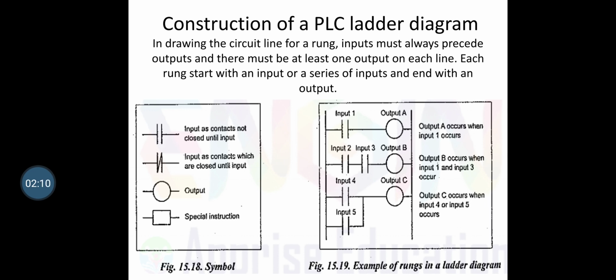Every rung has an output. There can be a number of inputs, but only one output. It shows three rungs. The first one has only one input and output A only. The second one has two inputs and only output B. And the third type has parallel switches, inputs 4 and 5, which give the output C. This is the construction of a ladder diagram.